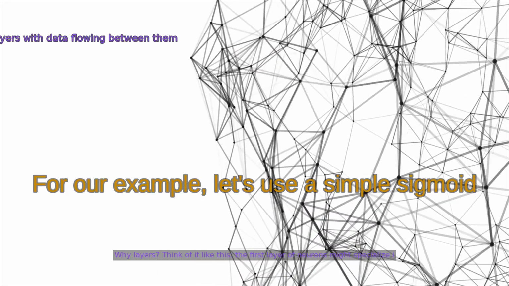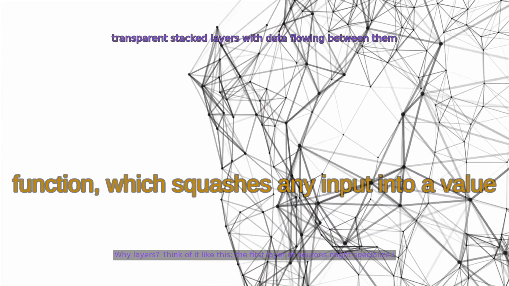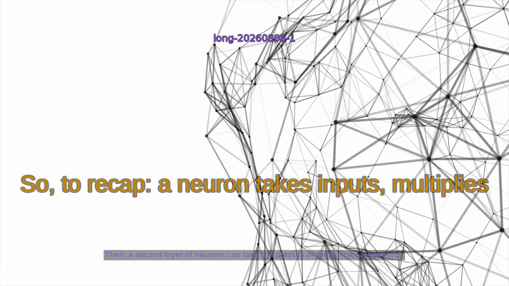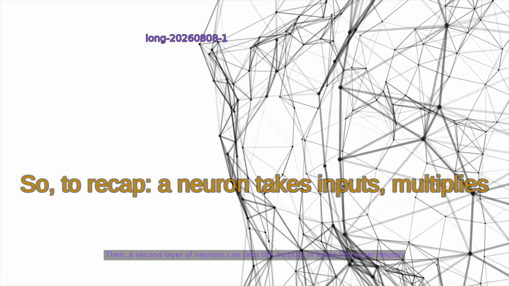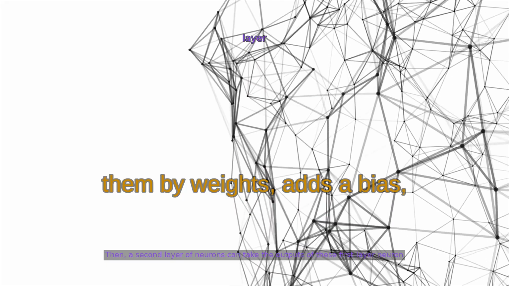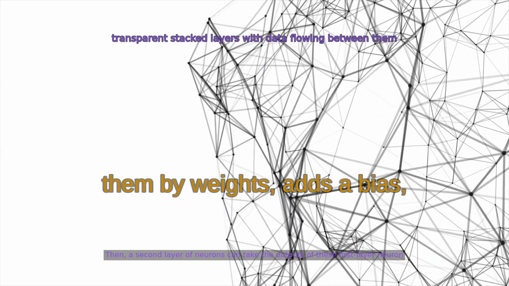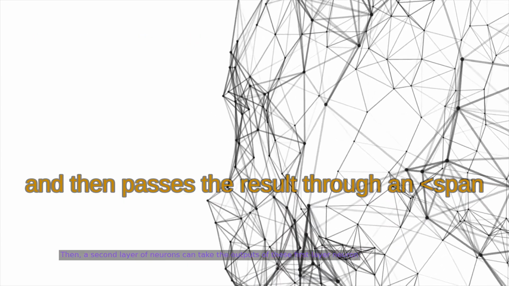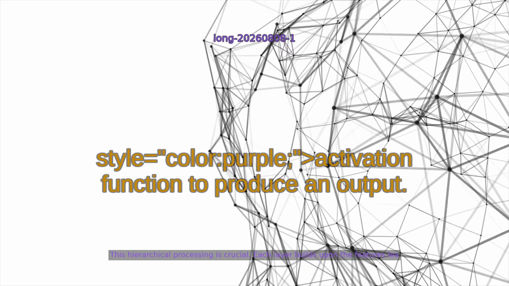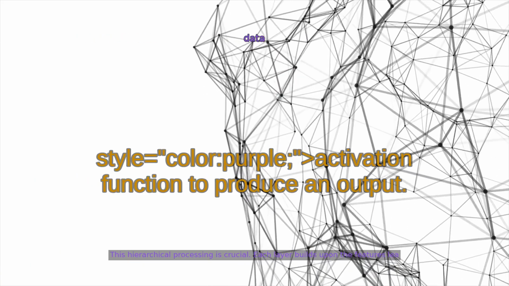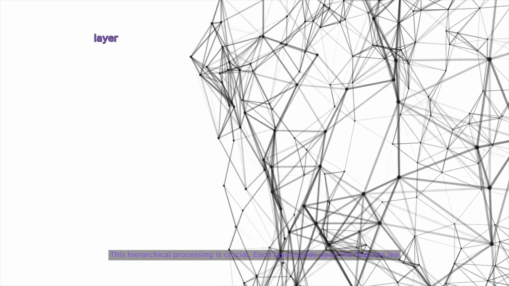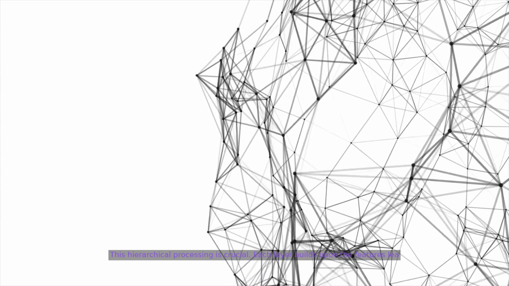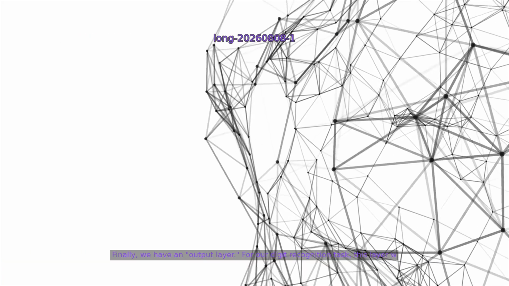For our example, let's use a simple sigmoid function, which squashes any input into a value between 0 and 1. So, to recap, a neuron takes inputs, multiplies them by weights, adds a bias, and then passes the result through an activation function to produce an output.